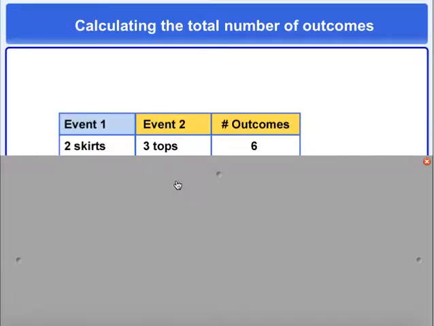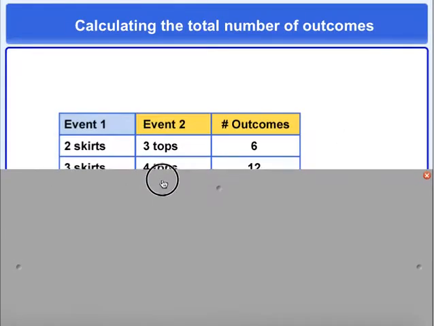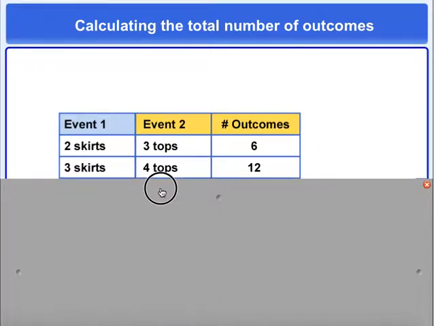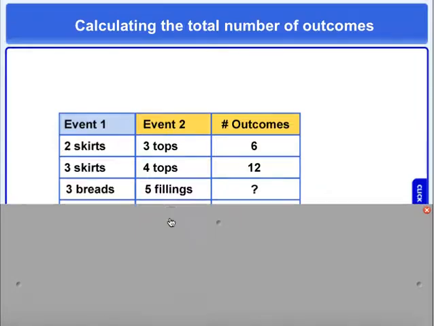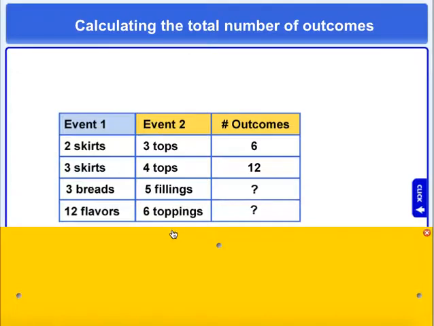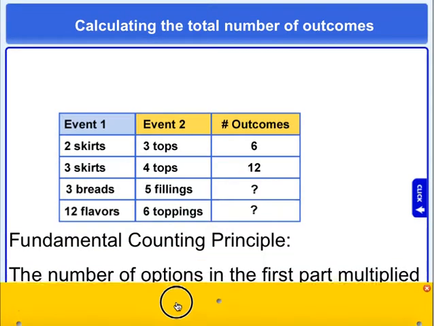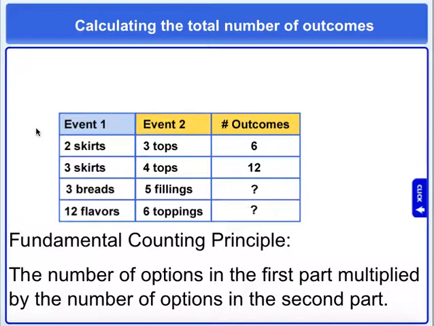So, in this case, we had 2 skirts, 3 tops, we had 6 outcomes. 3 skirts, 4 tops, 12 outcomes. 3 breads, 5 fillings, we would have 15 outcomes. And lastly, 12 flavors and 6 toppings, we would have 72 outcomes. This is called the fundamental counting principle.